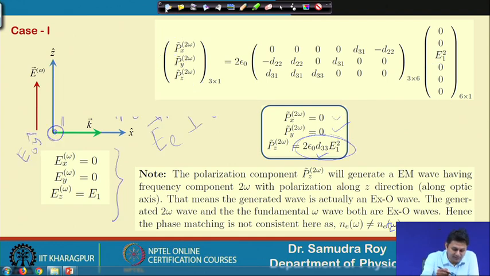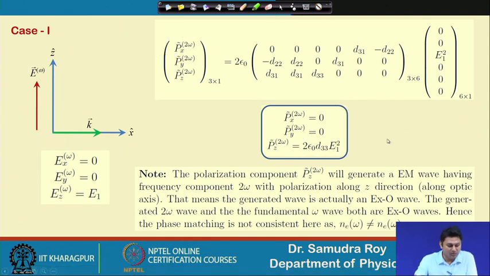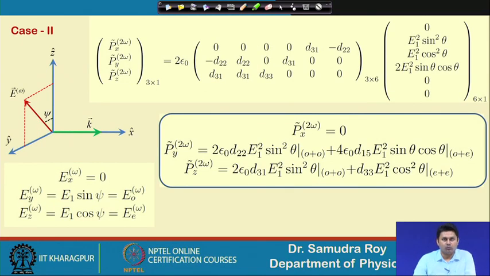So that means this orientation of E is not a valid orientation. We need to do something new. Now what we are doing is launching the electric field making an angle phi with the z axis. Previously E was in the z direction, now E is in an arbitrary direction with an angle psi.